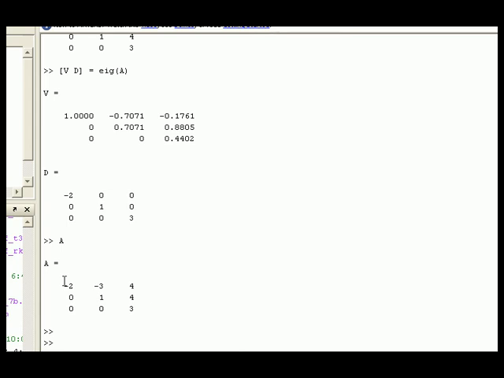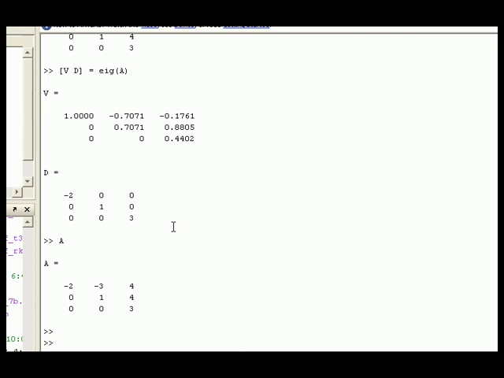So x prime was minus 2x minus 3y plus 4z. y prime is 0x plus 1y plus 4z. z prime is 3z. Well, it's still true that a solution will be e to the lambda t times an eigenvector. So we need eigenvectors, and there normally would be 3 eigenvectors, that are a lot harder to find for 3 by 3 systems, but we can do it easily with MATLAB.